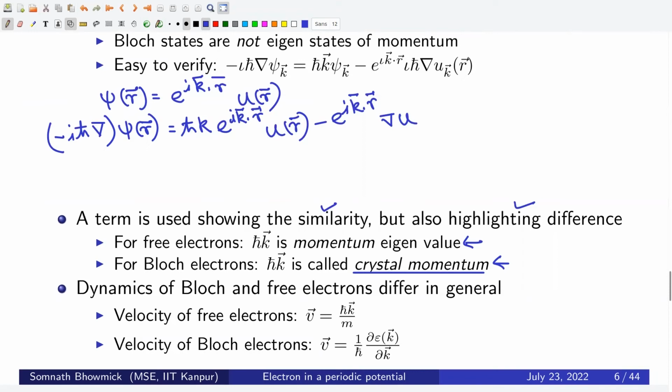In case of free electrons, the velocity is given by h bar k divided by m. H bar k is the momentum divided by mass, and you get the velocity. However, velocity for Bloch electrons is given by v equals 1 by h bar del E del k.